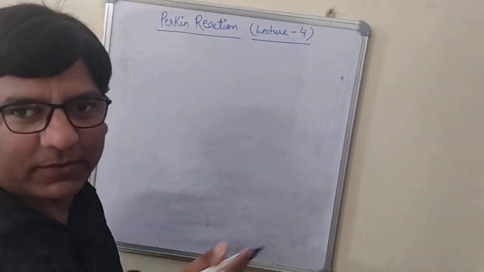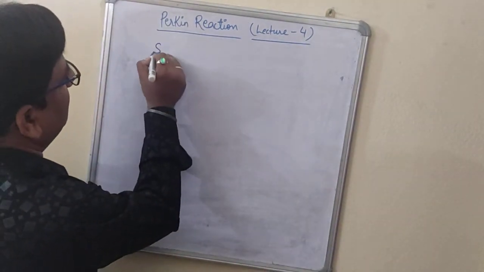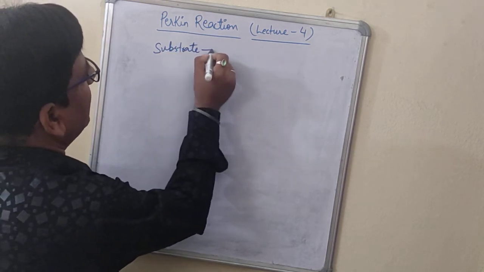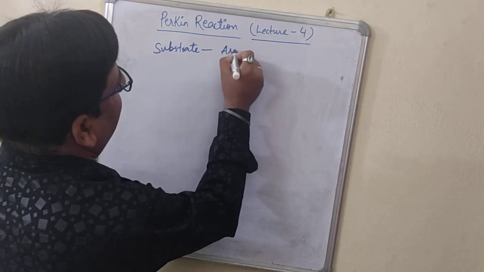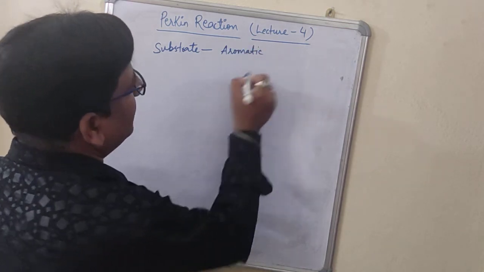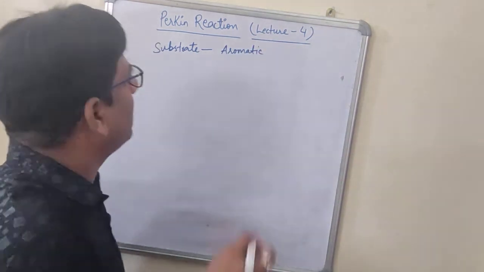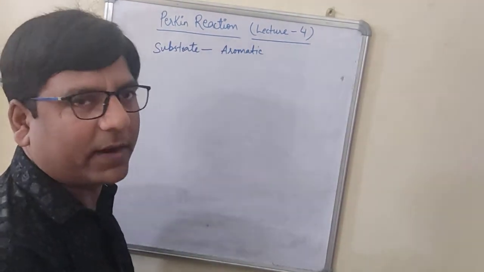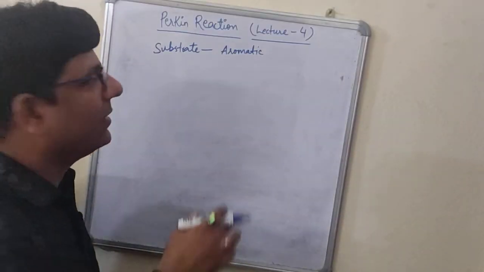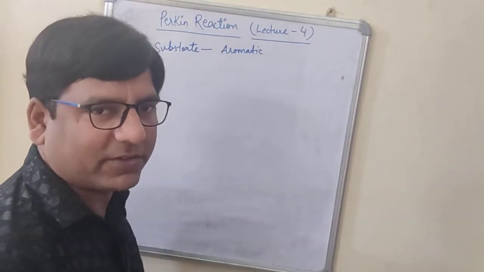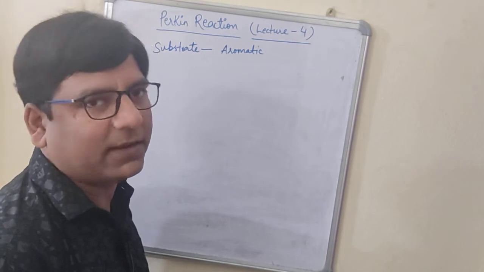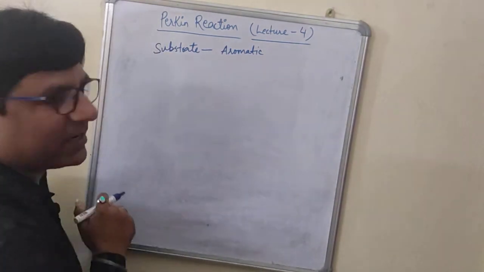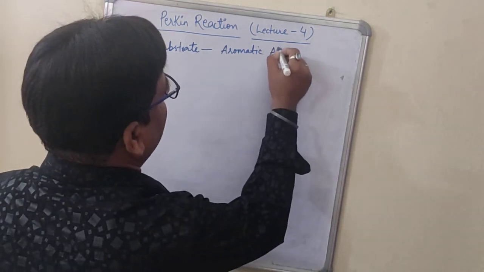See, Perkin reaction basically students, the substrate that is required for this reaction is aromatic aldehyde. First I am telling you the general things, students. What are the substrates that are required, what is the base that is required. Then we will see what the Perkin reaction actually is, the definition of it, and then we will see the general reaction, and along with that we will see the mechanism of it. Right, so what is the substrate required? That is the aromatic aldehyde.